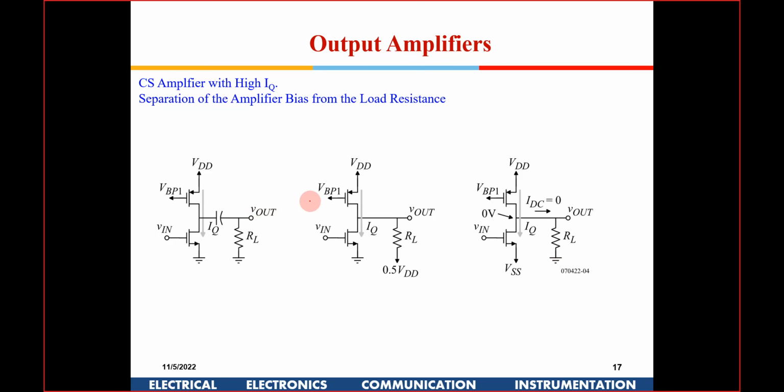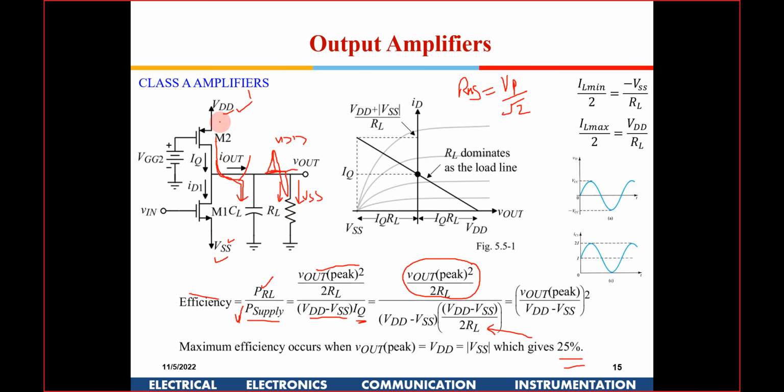Now if you see in this particular design, the problem is that you should not have any current flowing into this resistance when the input is 0. That means when the input is 0, this biasing should be 0. In this case that doesn't happen actually. It will be at a VDS plus.